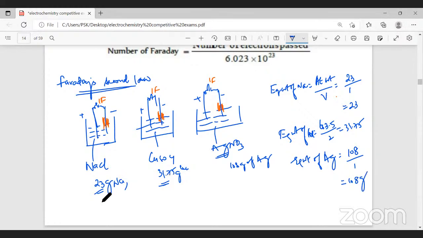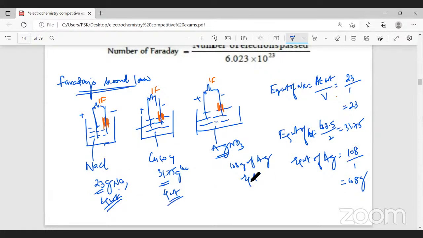Now you can see the weights I've written here. This is nothing but the equivalent weight of sodium, this is the equivalent weight of copper, and this is the equivalent weight of silver. You can identify that. Now Faraday's second law states that on passing the same quantity of electricity into different electrolytes, the amount of metal deposited or liberated at an electrode will be equal to its equivalent mass.